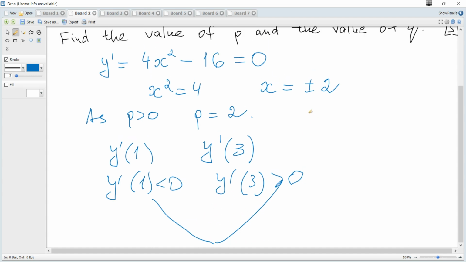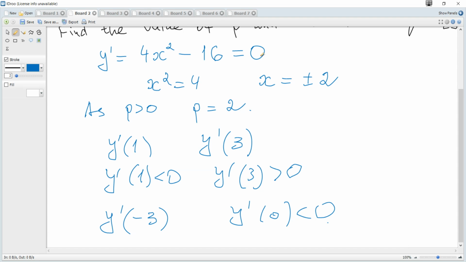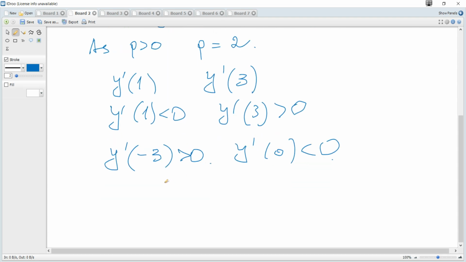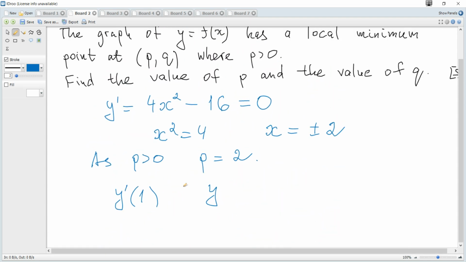And the same for −2: you may consider the derivative at −3 and the derivative at 0, for example. At 0 it's negative, it's −16. At −3 it's positive, and hence it increases then decreases. Hence at x = −2 there is a local maximum. But here it is given directly that p is positive, so p is 2.